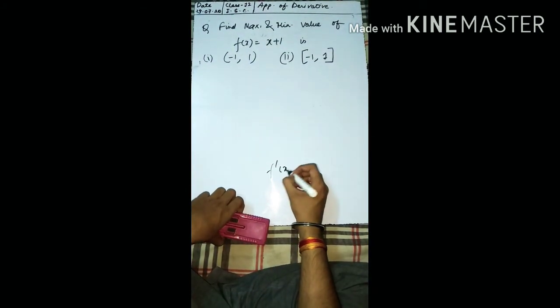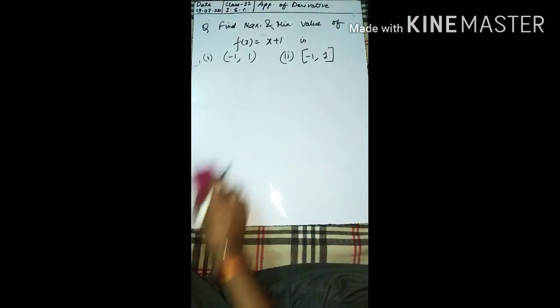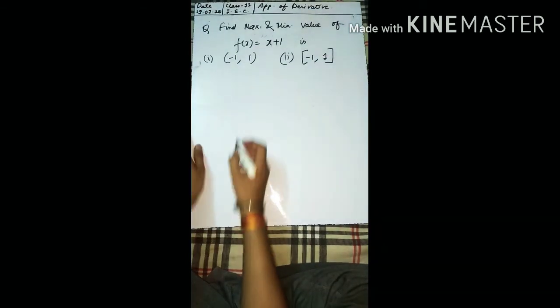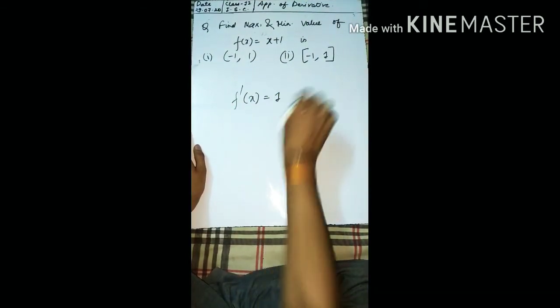f dash x is equal to 0. This will give you the turning point. Okay, so here f(x) you have x plus 1. So just differentiate this. Your f dash x will be what? 1 plus 0, 1 only.